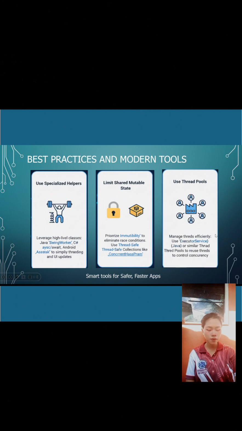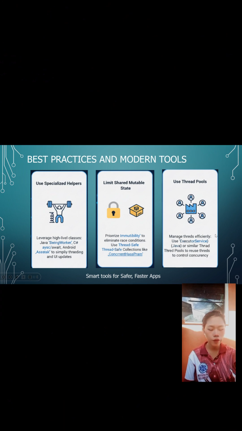Then we have three best practices and modern tools. First is use specialized helpers. This means use built-in or well-designed helper classes and methods to handle concurrency or threading instead of writing everything yourself. Example in C#: Task that runs work on a background thread, Parallel.ForEach for parallel processing, BlockingCollection, a thread-safe collection for producer-consumer scenarios, Semaphore, Mutex, and Monitor for controlling access to a resource, and async/await, which simplifies asynchronous programming.